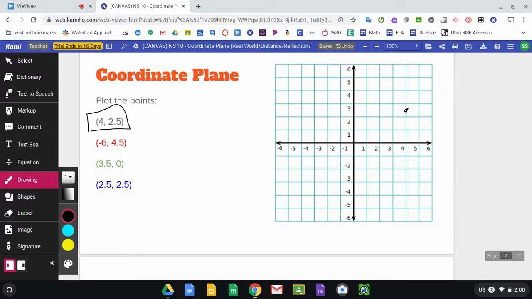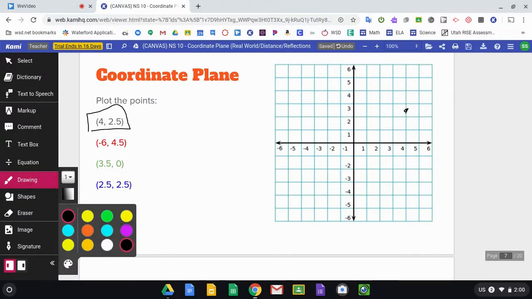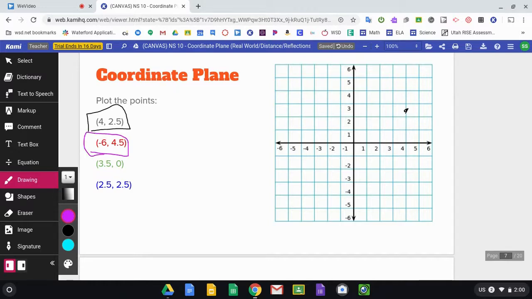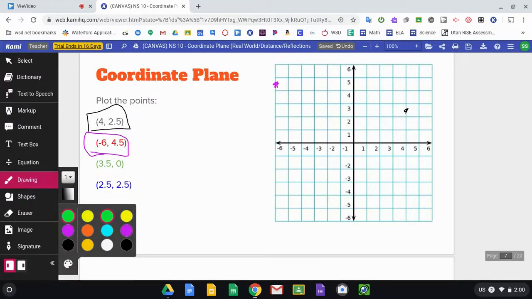All right, welcome back. Let's see. Let's put the next ordered pair on there. Let's see. I'm going to have to use pink because I can't find red right now. -6, 4.5. So go to the left 6 and up 4.5. We would be right in between 4 and 5. And that would be our second point. And then the next point. Come on. Here we go, green. +3.5, 0. So I go +3.5 and up 0. I'm going to be right on my x-axis right here.